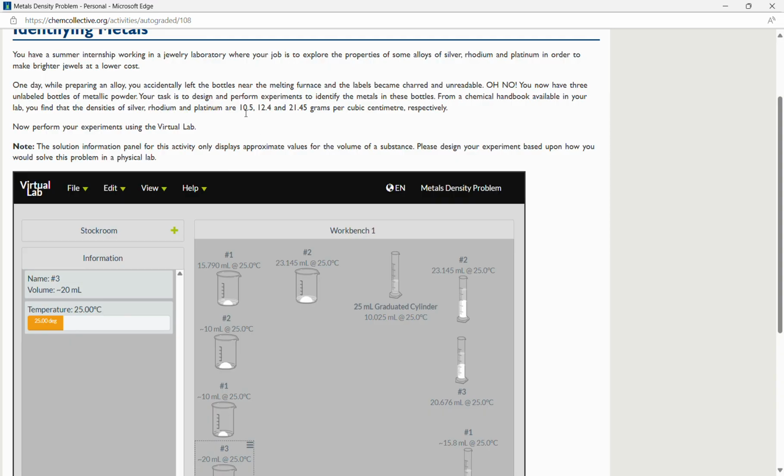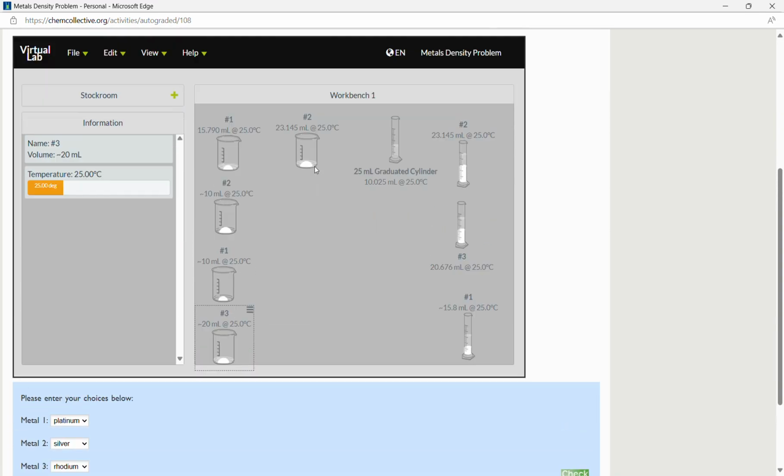Silver is going to be 10.5, and rhodium is going to be 12.4, and platinum is going to be 21.445 grams per cubic centimeter.